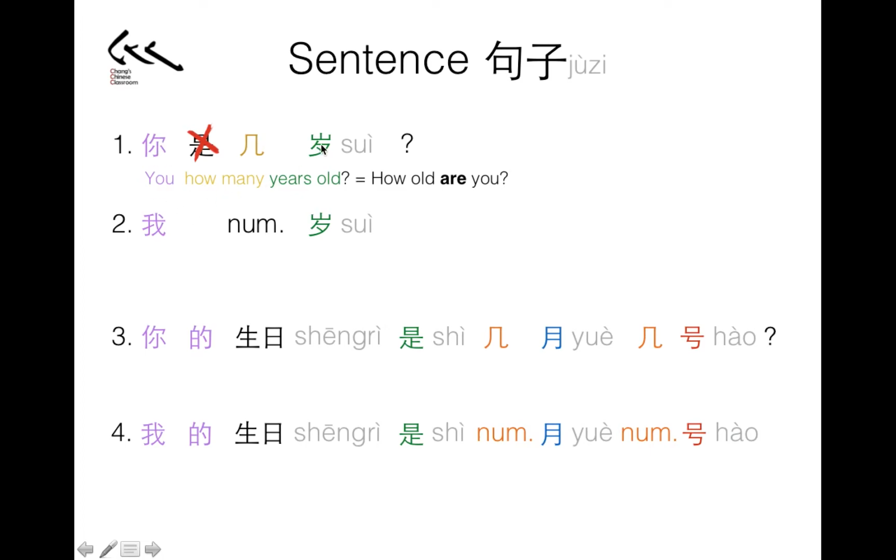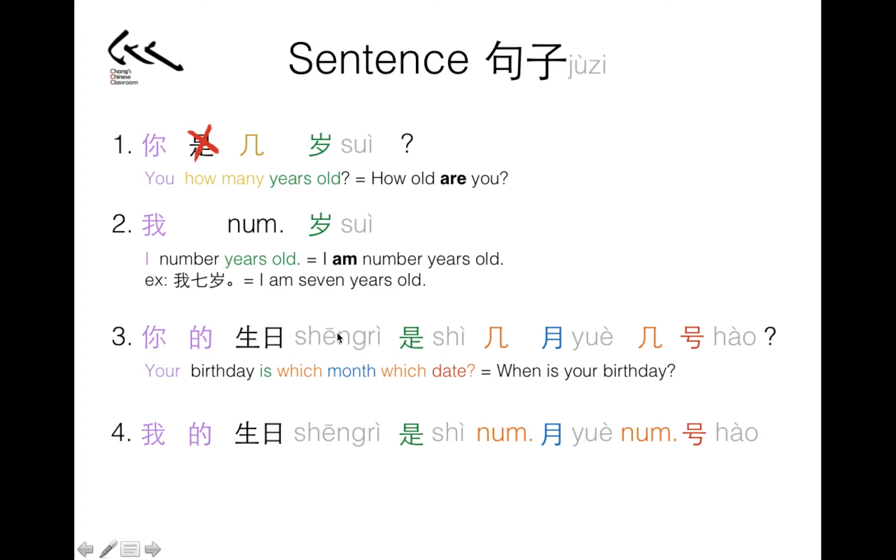So 你几岁, with me 3 times. 你几岁? Alright. Next one. 我10岁. What's the meaning of that? I am 10 years old. 我7岁 means I am 7 years old. And again, no 是, alright?